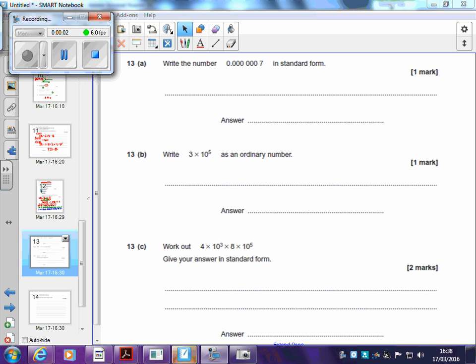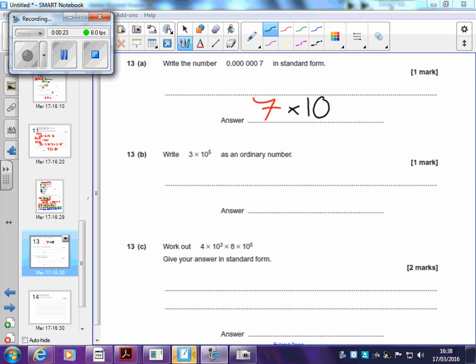Question 13, we want to write the number 0.000000 into standard form. Alright, so remember, the number at the front always has to be between 1 and 10. Essentially, it's just like the first proper digit that you get from this one. So this one is going to be a 7. We then always get the same thing in the middle for standard form, and it is always times 10, because that's what standard form actually is.